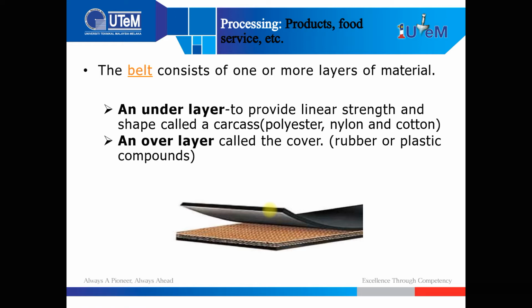Okay, consists of more layers of material which divided as an under layer and also the over layer. For the under layer to provide linear strength and shape called a carcass like a polyester, nylon and cotton. Okay, that is the under layer. And the over layer called the cover or rubber or plastic compound. Okay, so kita lihat keratan rentas untuk belt ni. Dia ada satu lapisan yang over layer, atas dan bawah, dan di tengah under layer. Okay, the main material is located in under layer. Okay, but for the over layer as mentioned here is called as the cover.